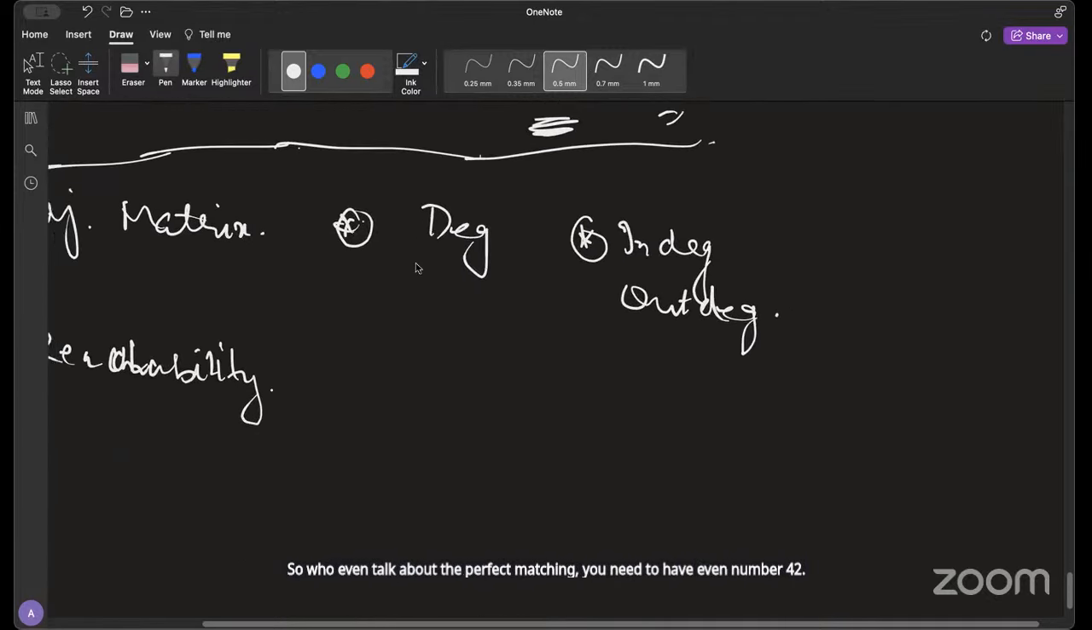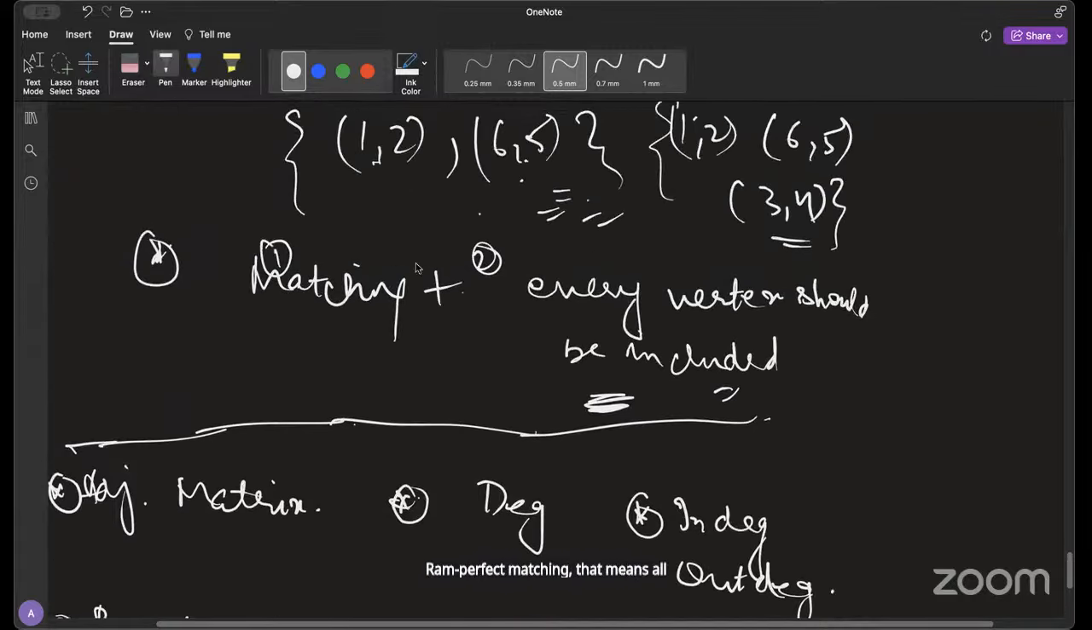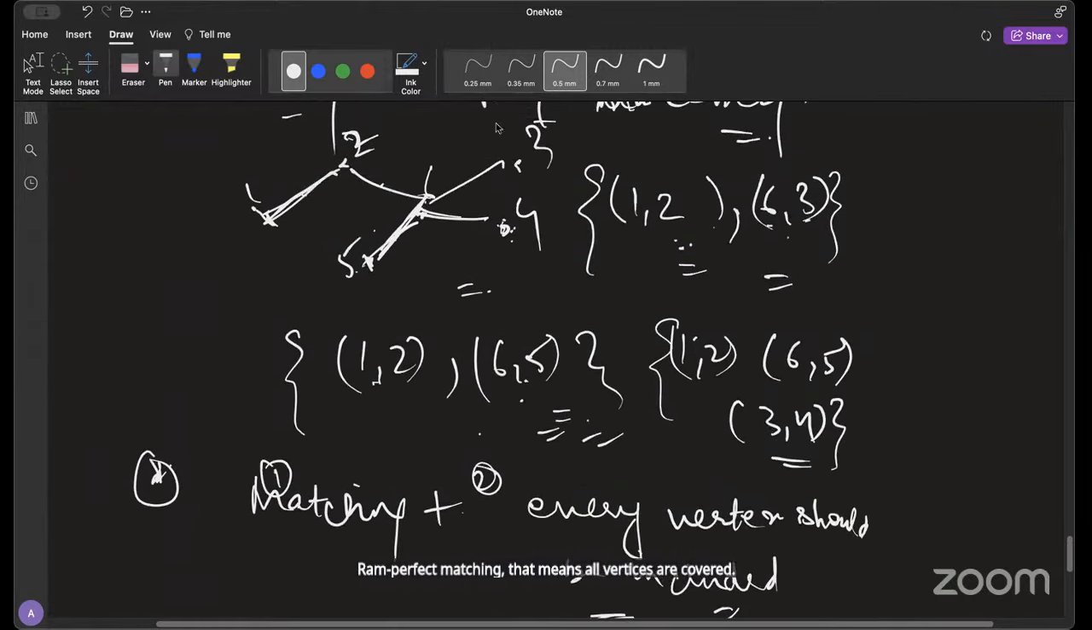Ma'am, perfect matching means all vertices are covered. Yes, all vertices are covered and they're only covered once. So if 2 is covered in one edge, you can't have an edge with 2 again.